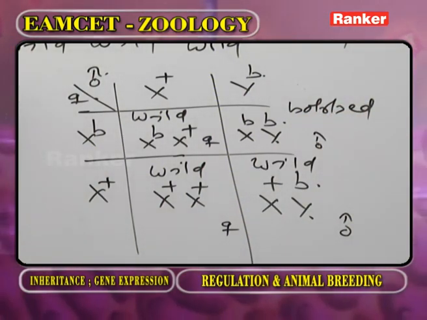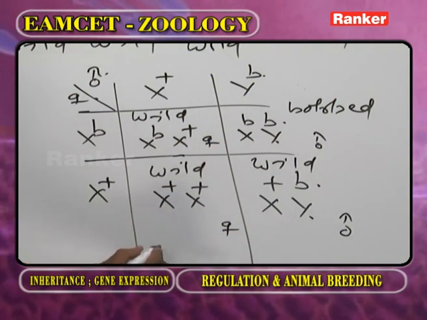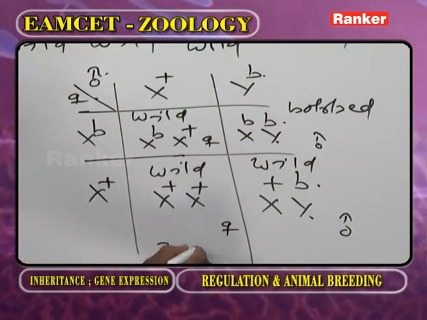Now in the F2 generation, we are getting 4 offsprings. Out of 4 offsprings, how many are wild? 3. How many bobbed bridges? 1.